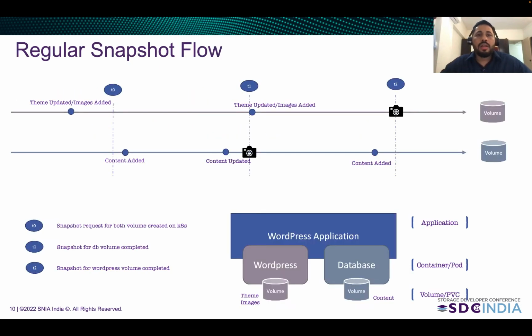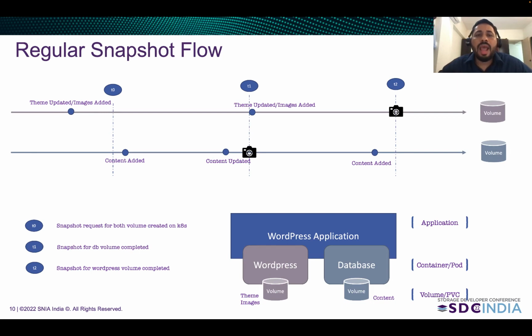Now let's see this whole flow in this slide. These two lines represent a timeline for each of these two volumes. The first volume is the WordPress volume, and the second volume is the database volume. The small dots represent things getting changed on those volumes. Now assume at T0 the application admin initiates the snapshot for both of these two volumes.